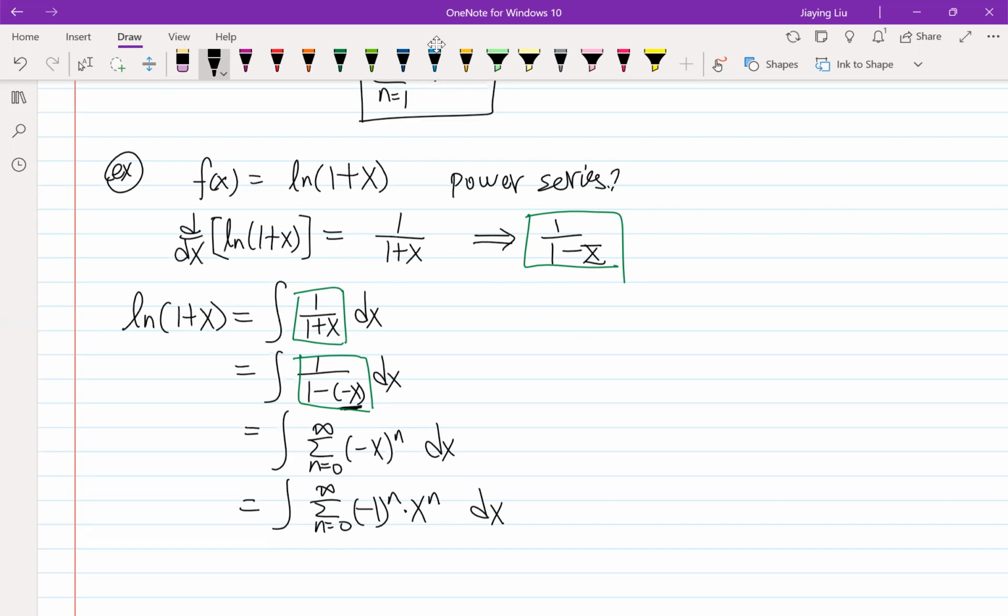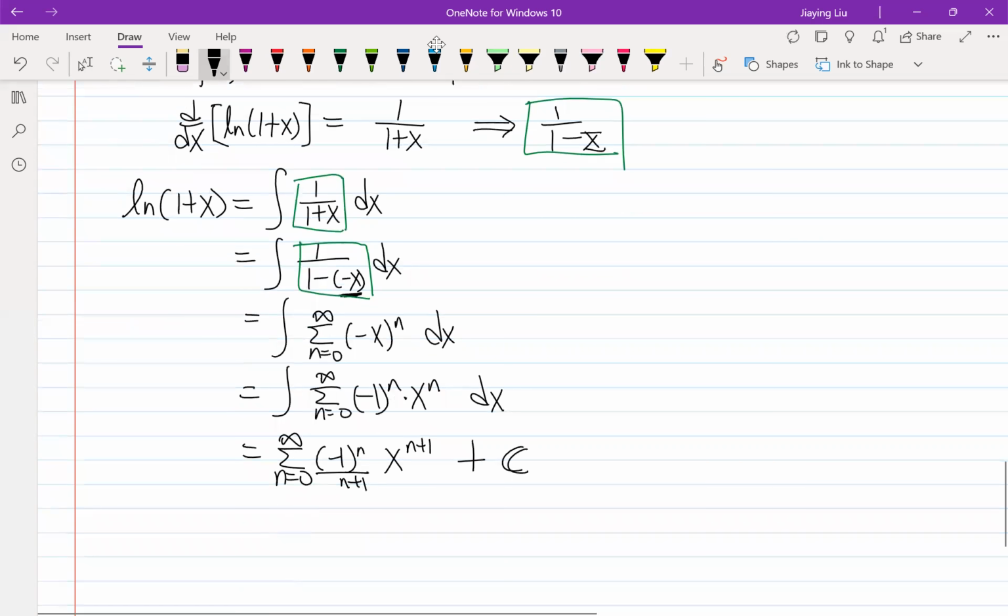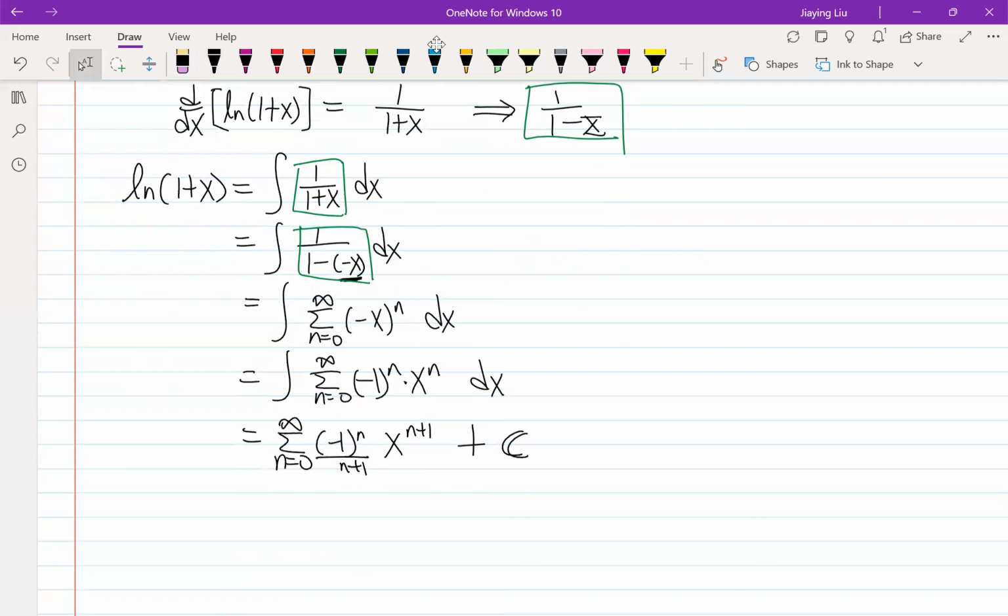From here, I can integrate the series: sigma n from 0 to infinity, negative 1 to the n, because that's a constant, so it does not get involved in integration. And the x to the n, when I integrate, becomes x to the n plus 1, divided by the new exponent n plus 1. Don't forget we're adding a constant c at the end. So that's how we find the power series for natural log of 1 plus x, by integrating some function that's relatively easier to find the power series for.